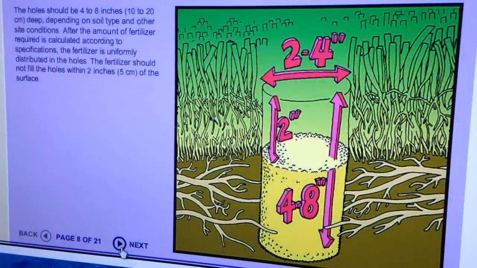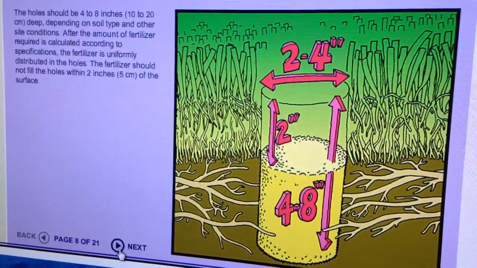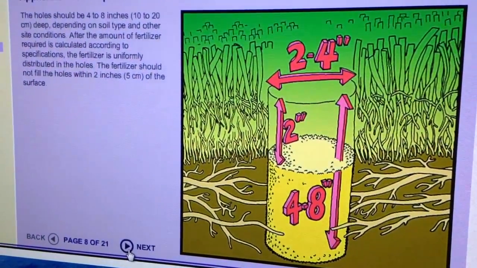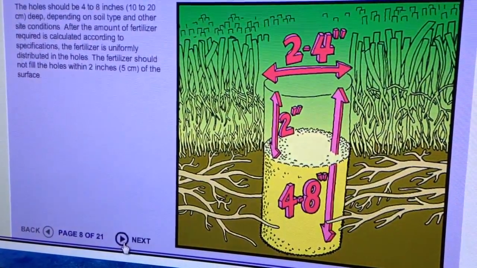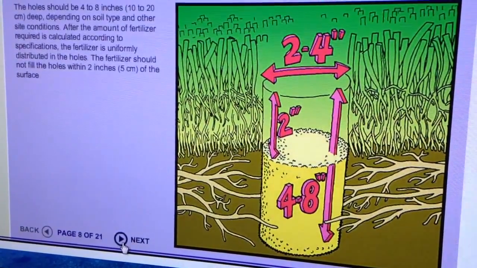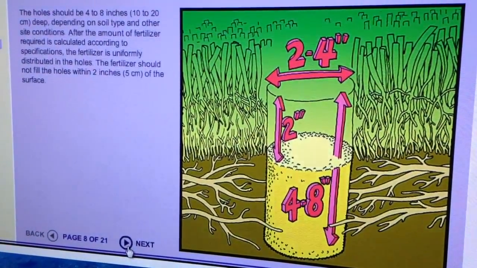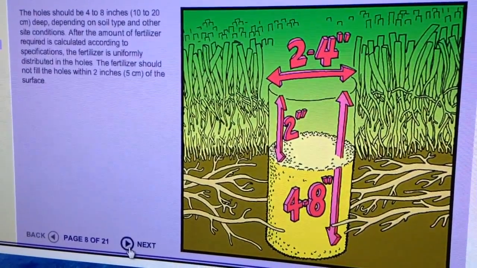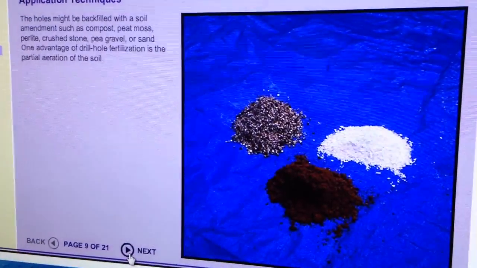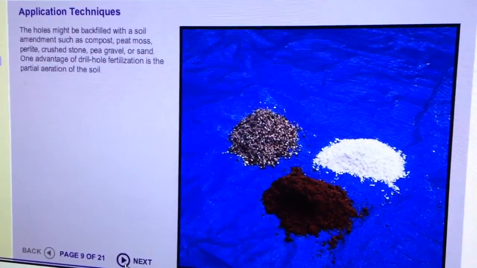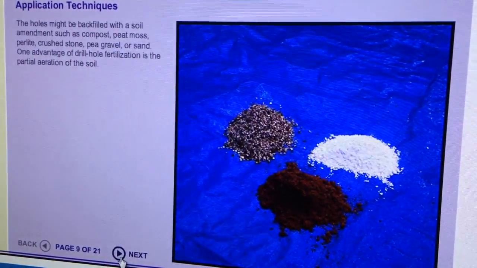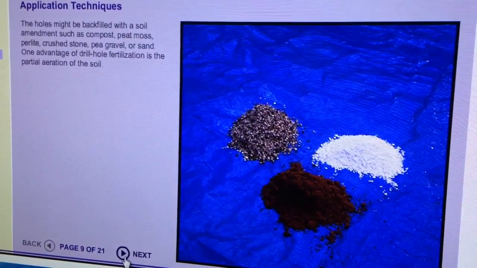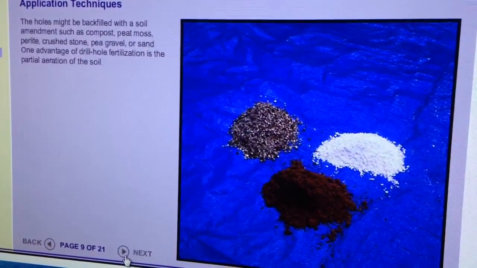The holes should be 4 to 8 inches, 10 to 20 centimeters, deep, depending on soil type and other site conditions. After the amount of fertilizer required is calculated according to specifications, the fertilizer is uniformly distributed in the holes. The fertilizer should not fill the holes within 2 inches, 5 centimeters, of the surface. The holes might be backfilled with a soil amendment such as compost, peat moss, perlite, crushed stone, pea gravel, or sand. One advantage of drill hole fertilization is the partial aeration of the soil.